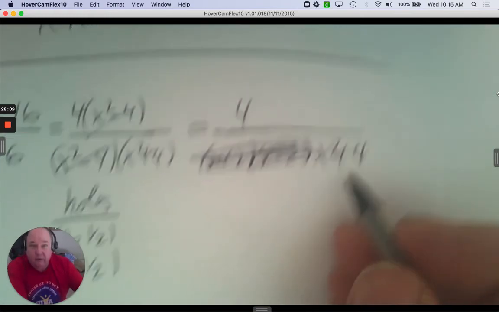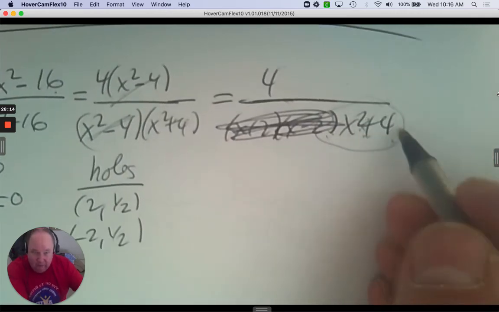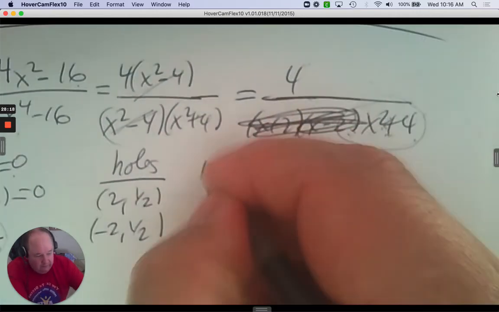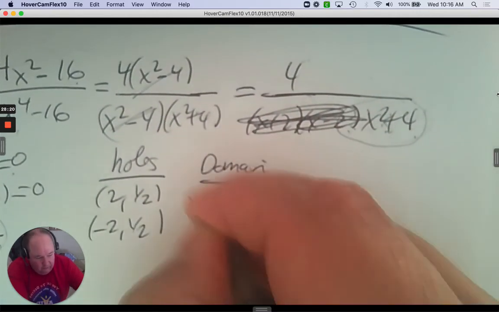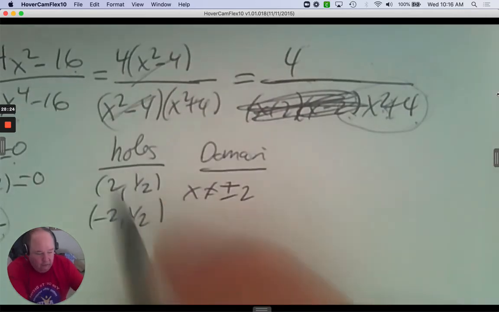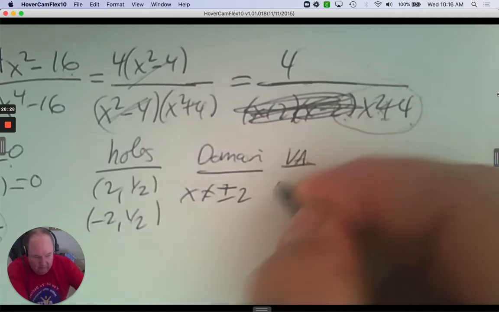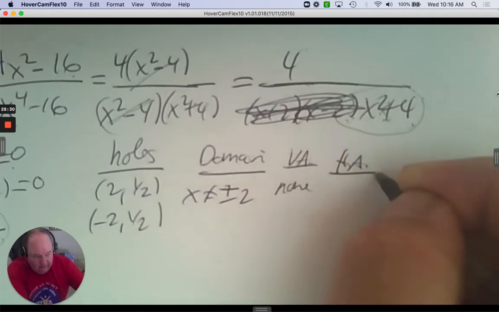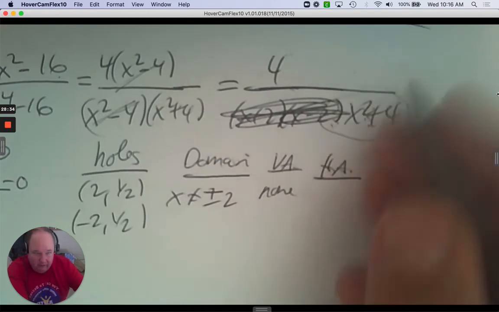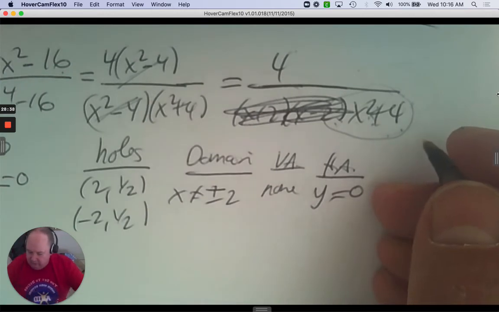I want you to notice we have no vertical asymptote. With x squared plus 4, there is nothing that makes the denominator 0. So if I'm thinking of the domain, the only 2 numbers x cannot be are positive and negative 2 because they create holes. But we have no vertical asymptotes. But we do have a horizontal asymptote. Because the denominator is more powerful than the numerator, the horizontal asymptote is y equals 0. What didn't I find yet?